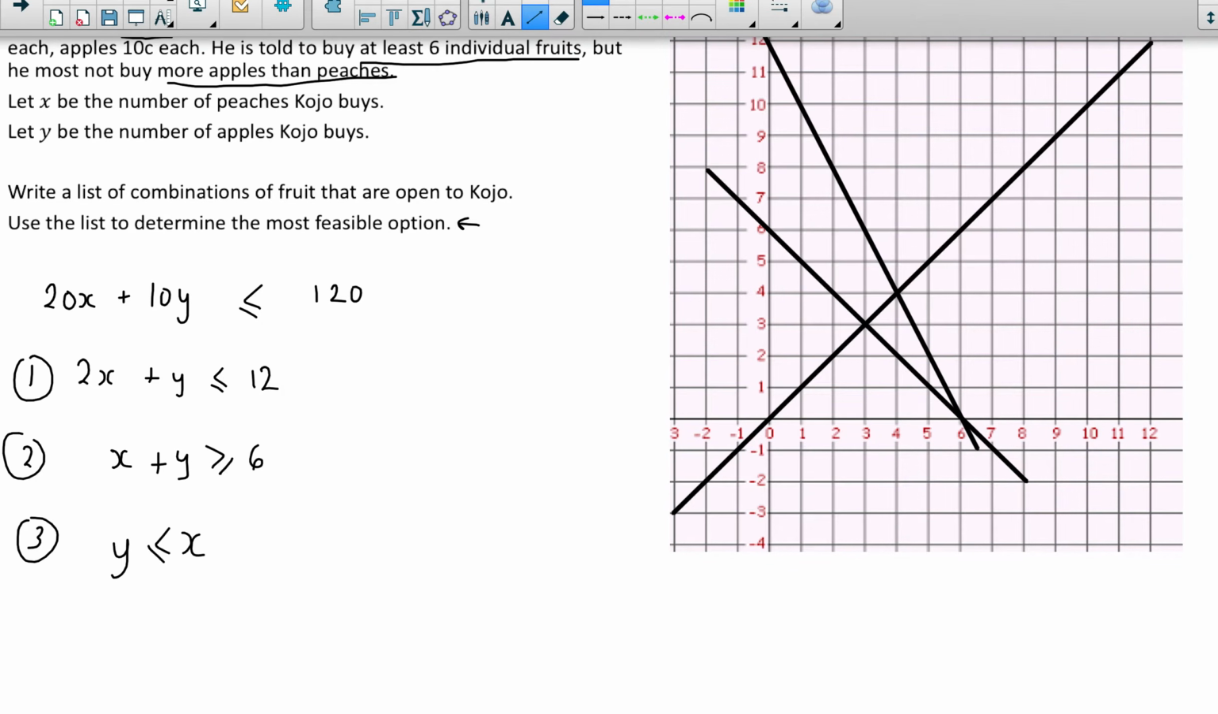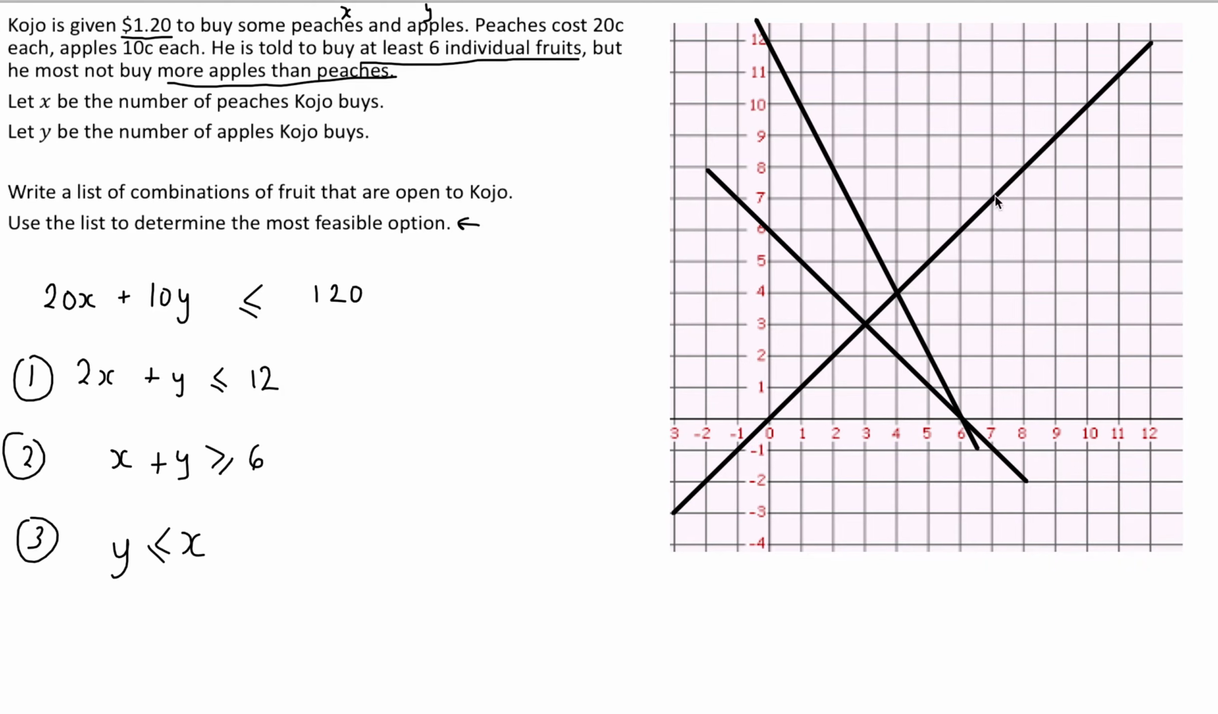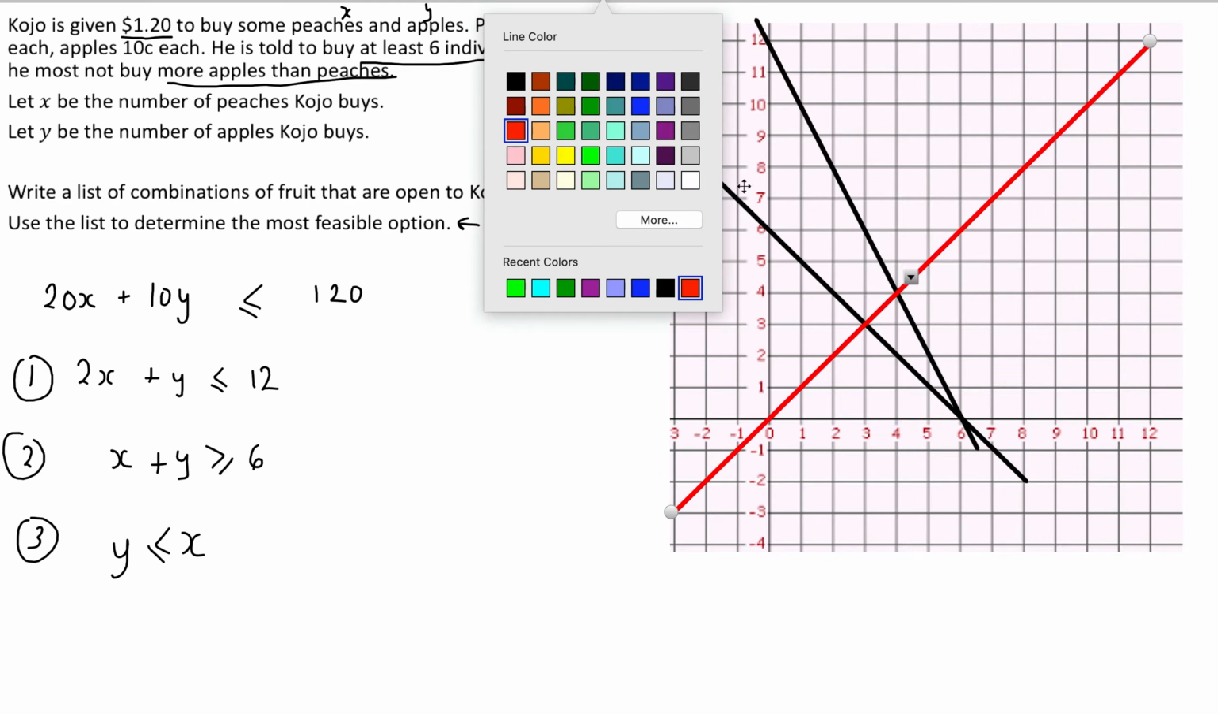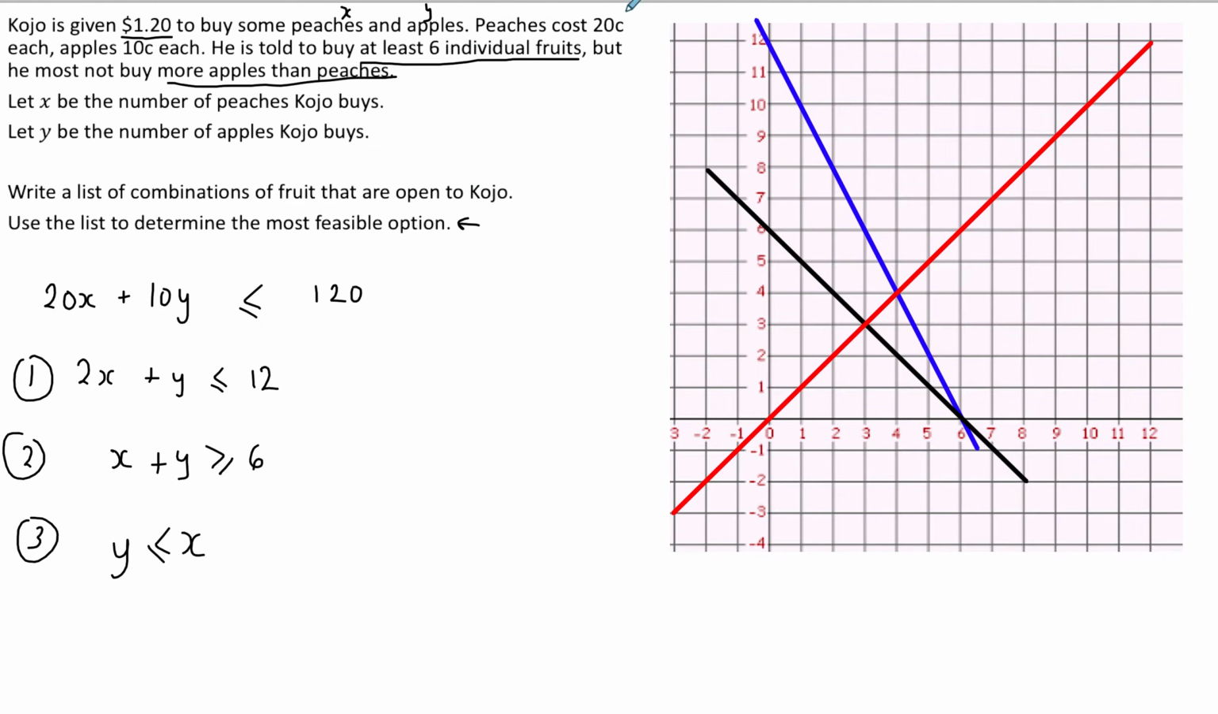So I'm going to put the lines in different colors just to show a difference between them. So this line, just to show that it's extending, is my 2x plus y equals 12. My red one is y equals x, and my black one is x plus y equals 6.